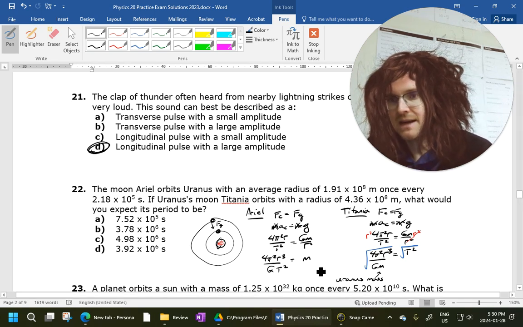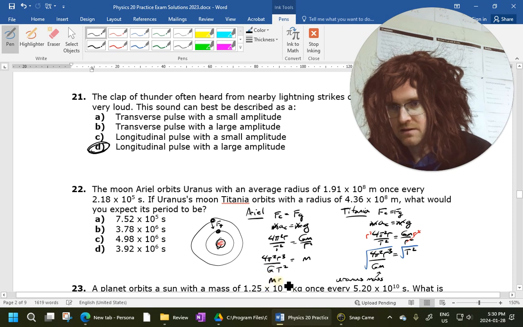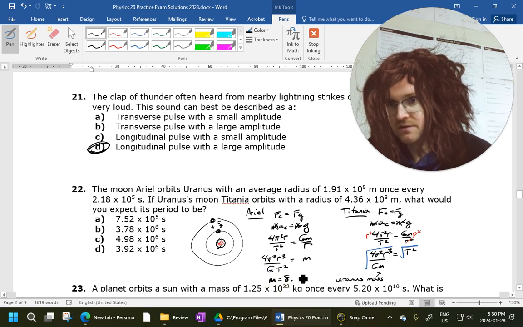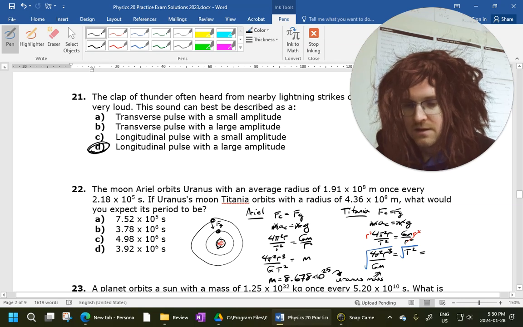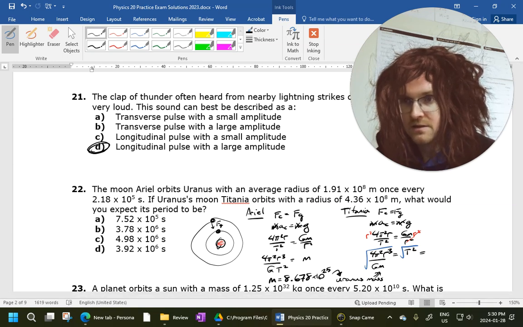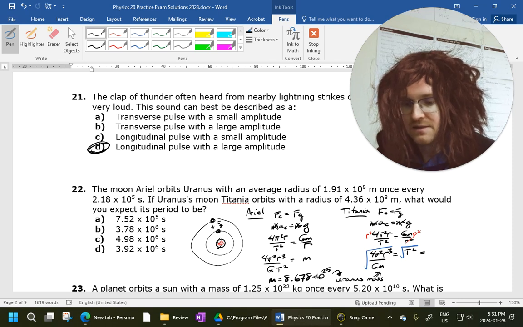Okay, so we get a mass for Uranus here. This is the big question just for one multiple choice here. And then I got to go over here to plug it all into that one. So I got my calculator. So I got 4 pi squared times the correct mass. So I use the other mass now. This is Titania's radius, cubed. So the power of 3.